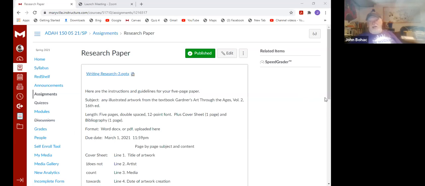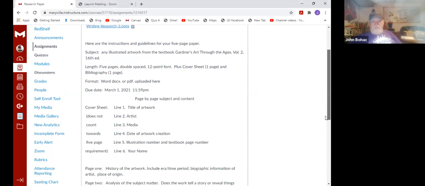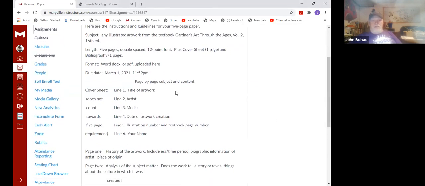First page doesn't count as a page, unfortunately. That's a cover sheet. Does not count toward the 5-page requirement. And centered on that page is the title of the work, the artist, the media, the date of the artwork's creation, the page number, and illustration number. So you'll see that it'll be like 24.7 or something. And under that, your name, you're the author.